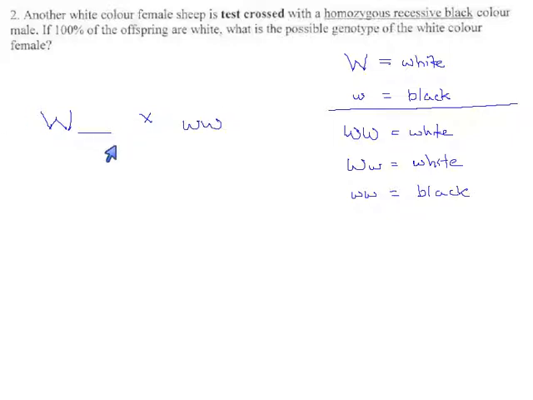So this is why test crosses happen, because if you have a white sheep, you don't know if you've got big W, big W or big W, little w, and the test cross is a way of finding out which it is. So these two sheep have babies, and they say all of the offspring are white. And then they ask, from that, can you figure out what the genotype of the mother is?